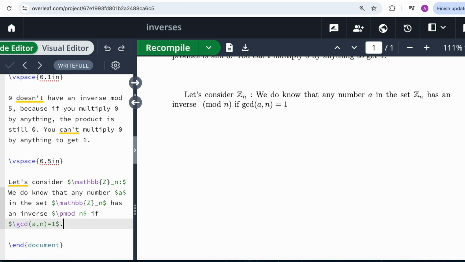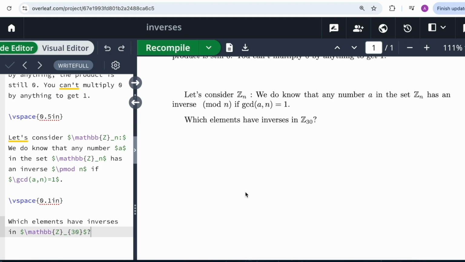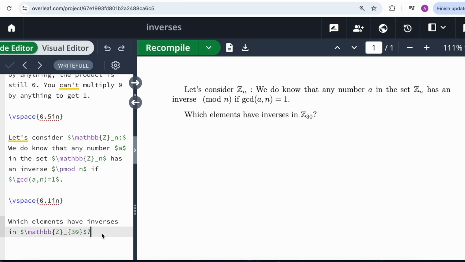Let's do 30. So let's look at Z30. We're going to say which elements have inverses in Z30. And to answer this question, we want to look through all of the numbers 0 through 29 and just figure out which ones of those have no factors in common with 30.